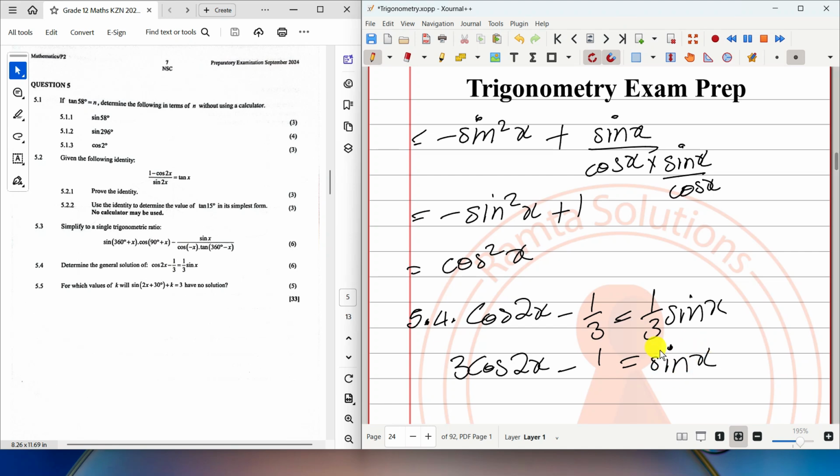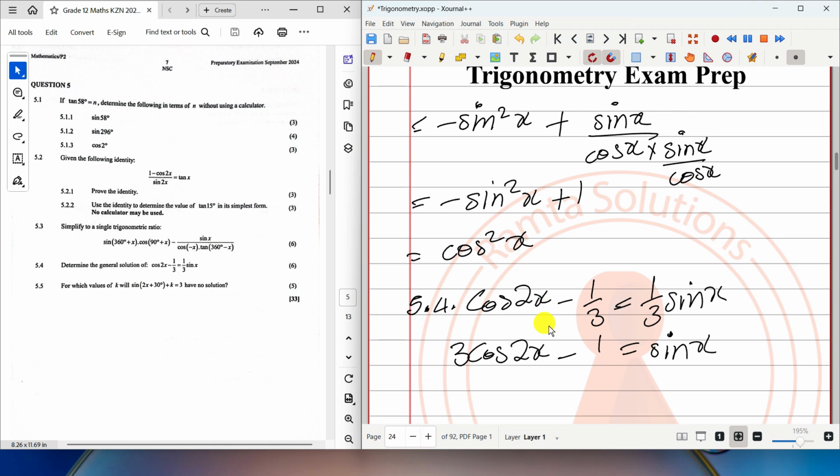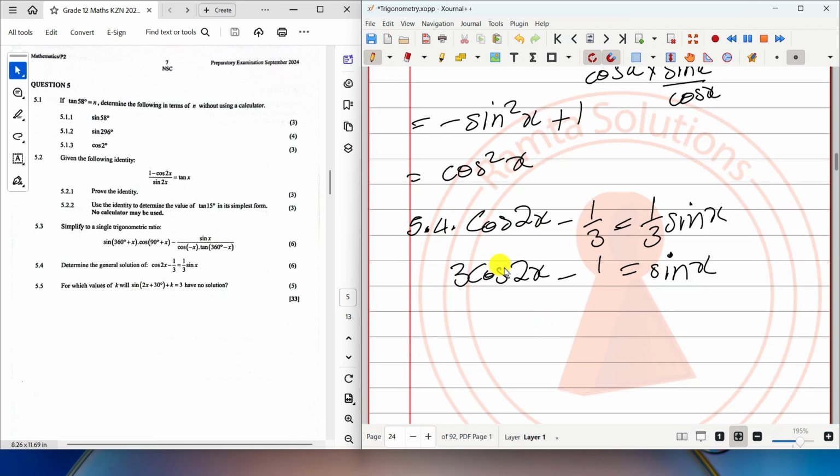As you can see here, we have sine. So this double angle, we will have to change it to make it that of sine. So remember, there are 3 equations of your cosine double angle. So we will choose the one with sine. Then it'll be 3 open bracket 1 minus 2 sine square x close bracket minus 1 equals sine x.